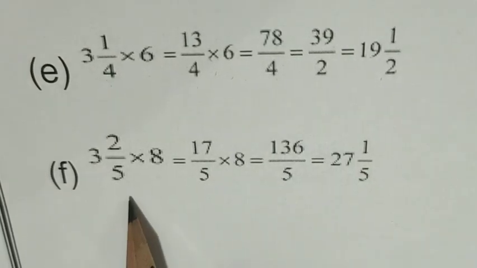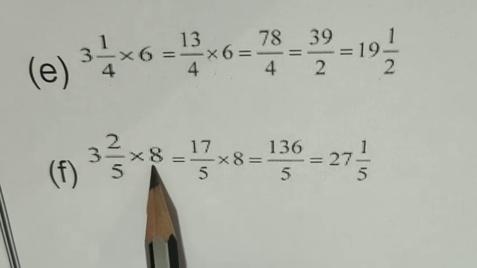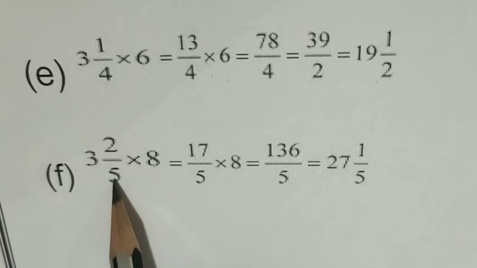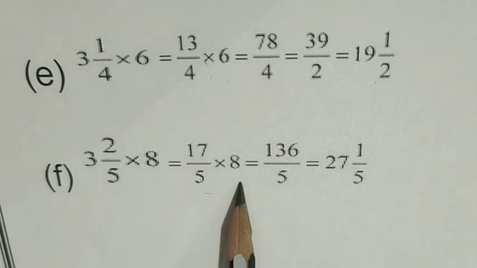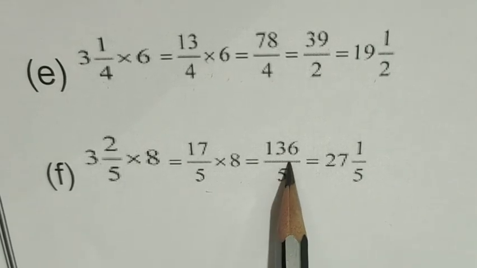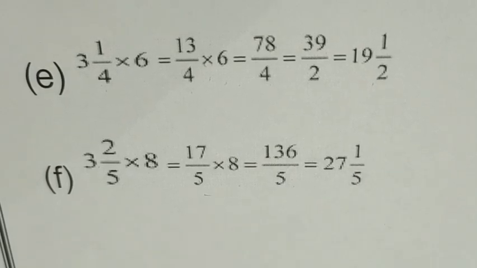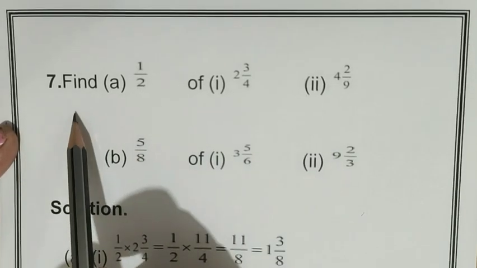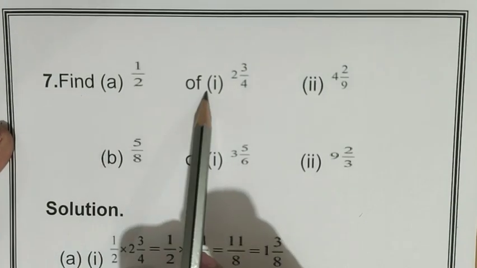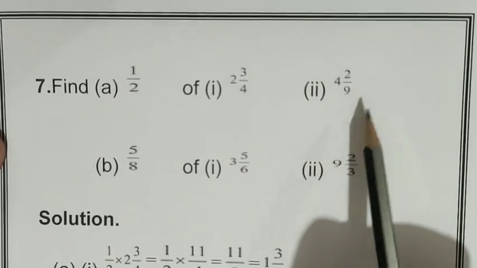The last question I am explaining once again how we are doing. 3 integer 2 by 5 into 8 means 3 integer 2 by 5 we should convert into improper, that is 17 by 5. To be multiplied with 8, that means 136 by 5, which can be expressed as 27 integer 1 by 5. Seventh question, find half of 2 integer 3 by 4 and 4 integer 2 by 9.